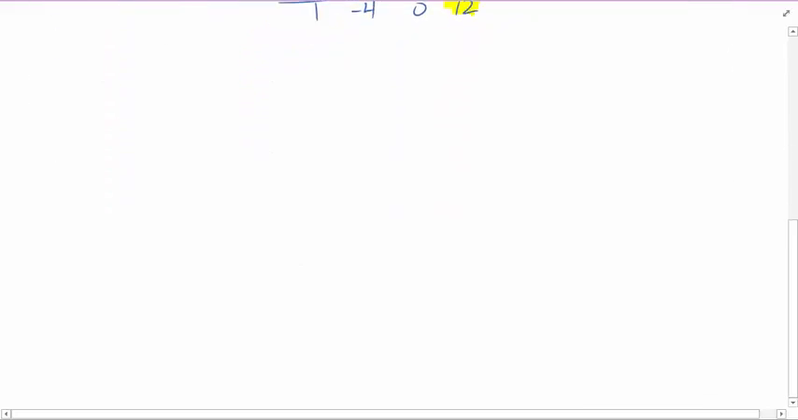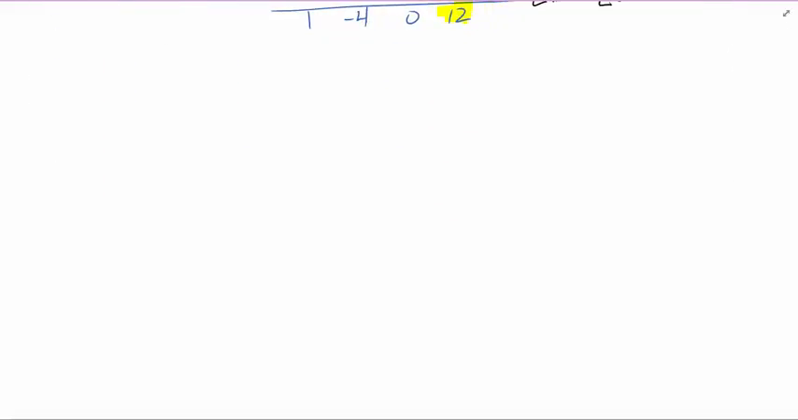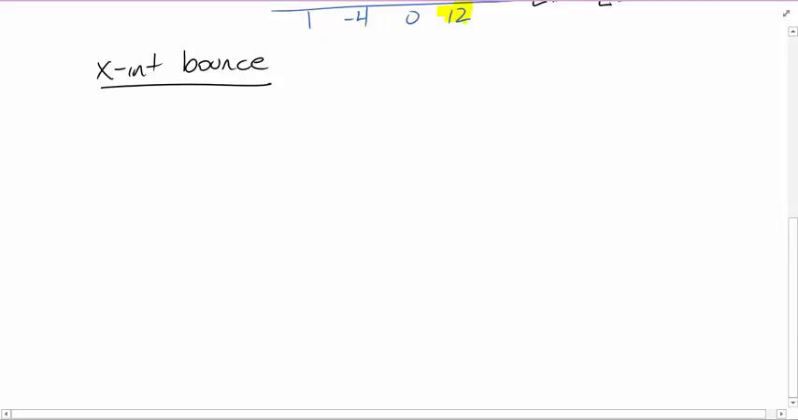The second thing we're going to talk about today, besides slant asymptotes, is an x-intercept bounce. We've discussed that loosely before, and a vertical asymptote where both sides go the same way.